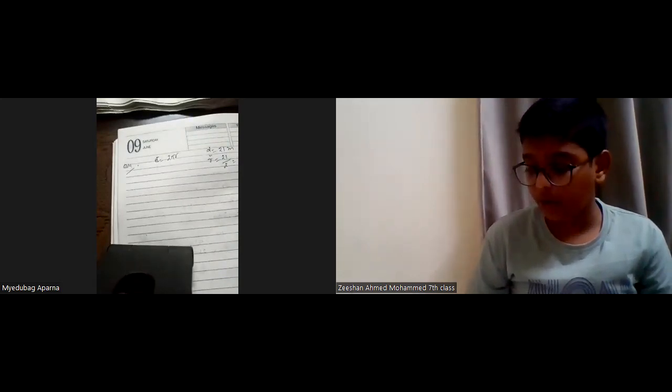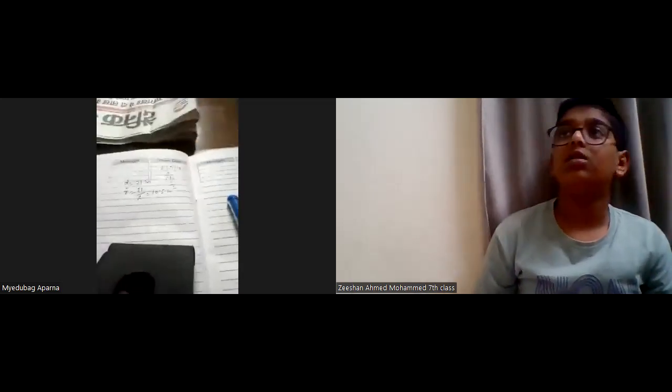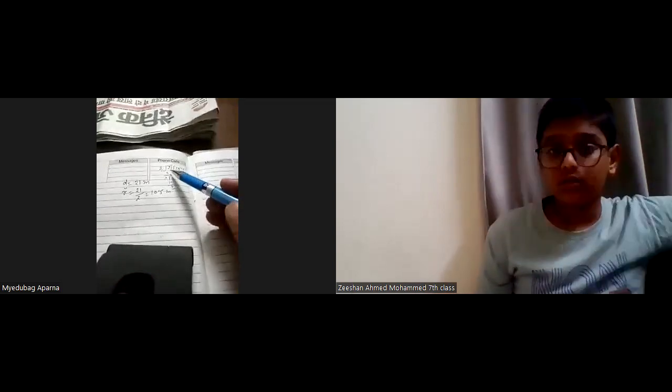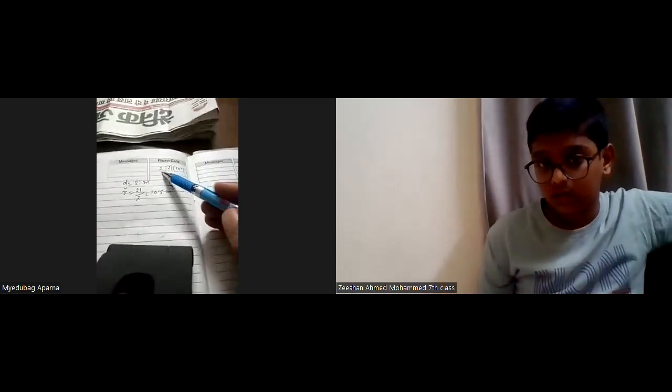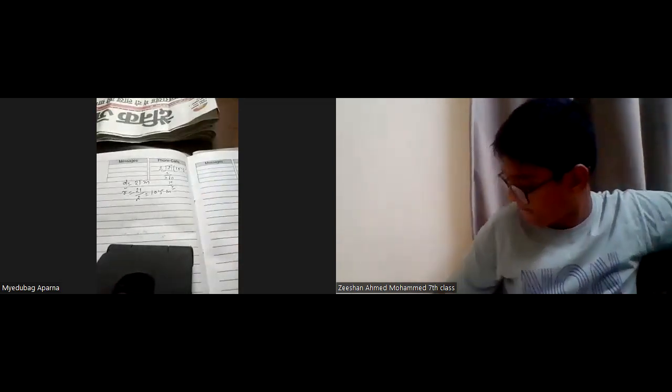21 divided by 2 is 10.5. Yes. I think again you were confused in the calculation. This is 2 1s are 2. Here you have to write 1, which is smaller than 2. So you know what you have to write? You have to write the 0, then put the point there and write 0 here. 2 5s are 10. So this will be 10.5.